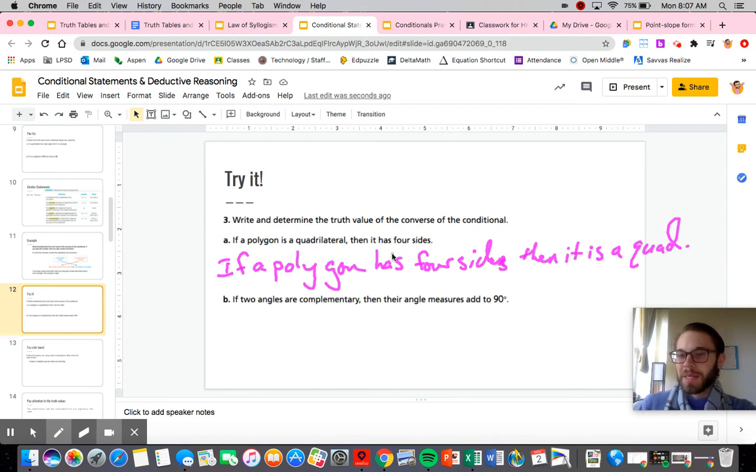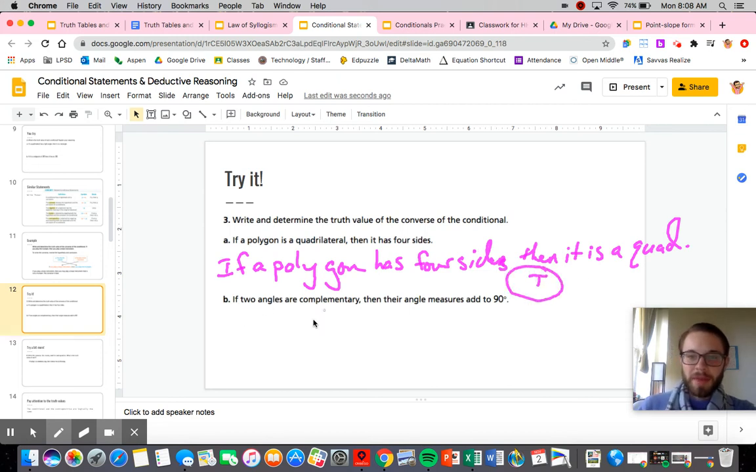So this one is going to be true on both accounts, right? It was true here. We're saying we have a quadrilateral. It has four sides. There's no such thing as a quadrilateral without four sides. If you have a polygon with four sides, it is just by definition a quadrilateral. So therefore, this one is still true.